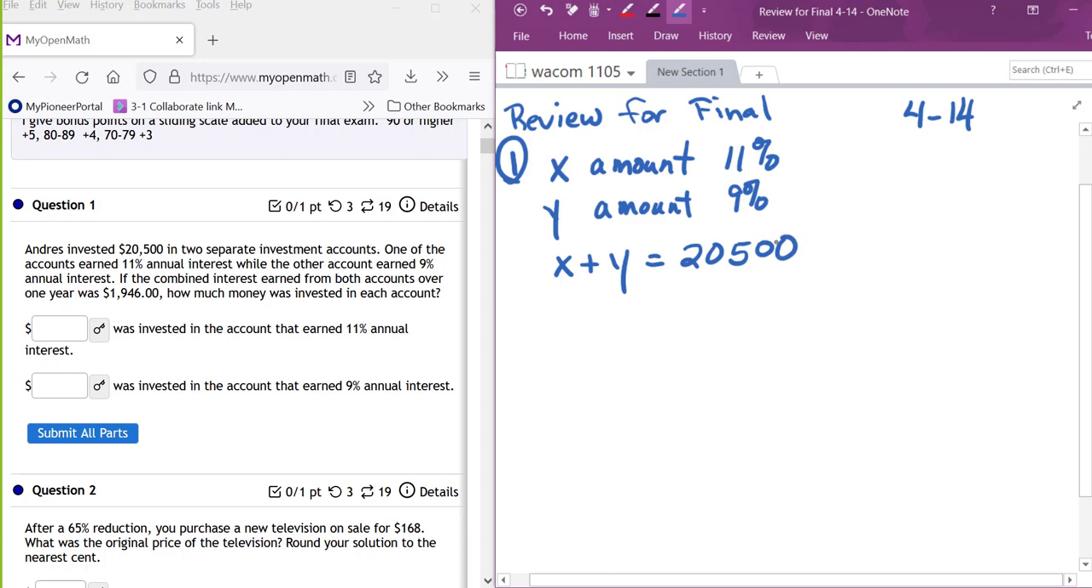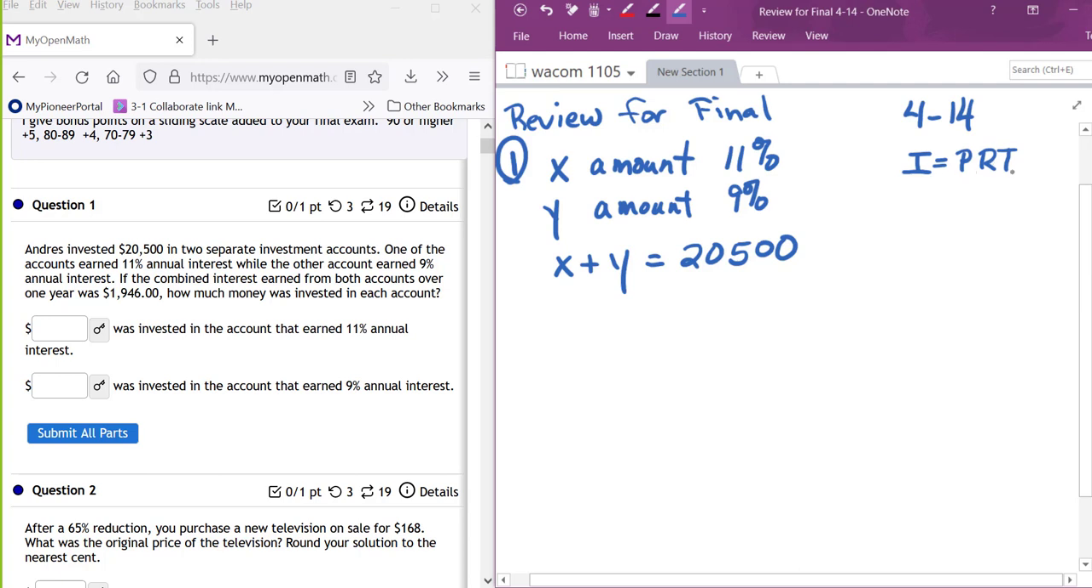The other equation here we can make from the interest earned. Now this one is based on simple interest, which is I equals PRT. So your interest equals your principal, so your amount you put in it, your rate as a decimal, and your time. Now, fortunately in this problem, your time is 1 year. So your T is 1, which is not going to matter. 1 times anything gives you back the same thing.